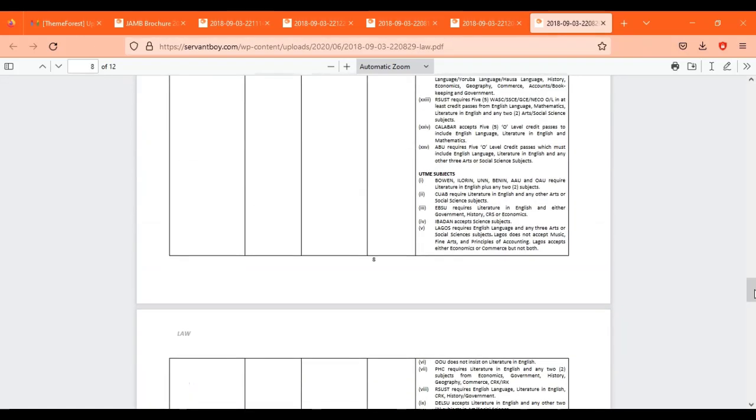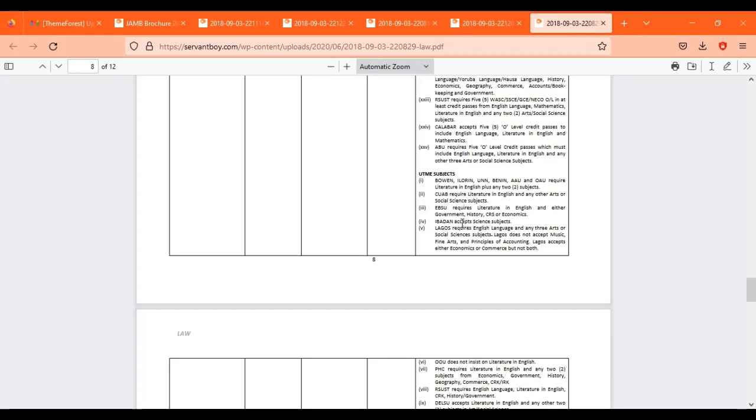UTME subject, you can see Bowen, Ilorin requires literature in English plus any two subjects. You can see APSU requires literature in English and either government, history, CRS, or economics. Ibadan accepts science subject. Lagos requires English language and any three art or social science subject. Lagos does not accept music, fine art, and principle of account. Lagos accepts either economics or commerce, but not both.